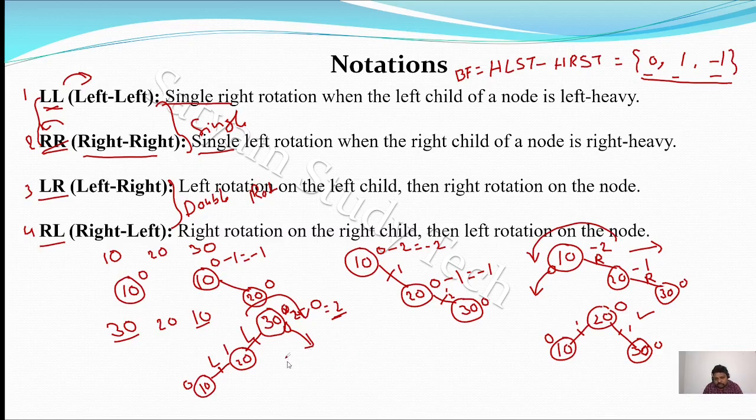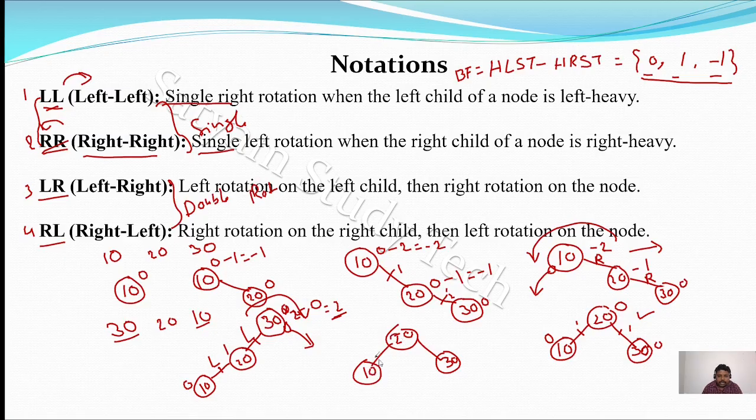That means 20 becomes the root node. Now 20 has become the root node. Here 30 is the right of 20, so here it is 30, and here it is 10, right?